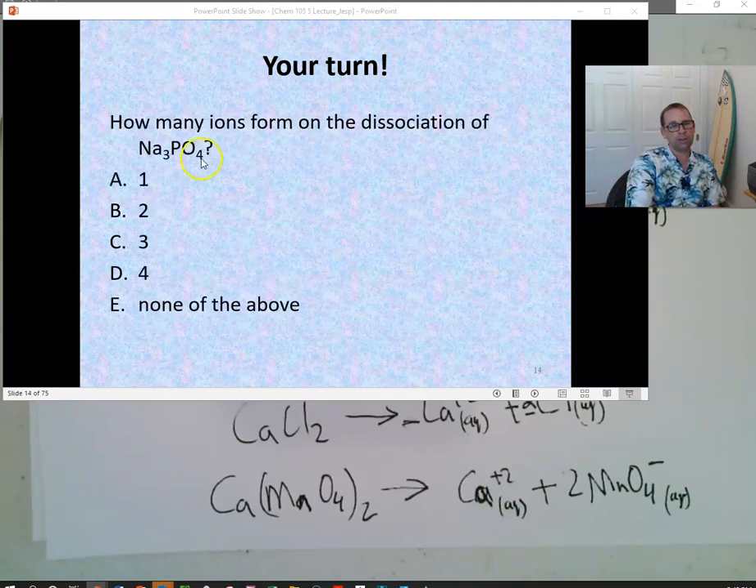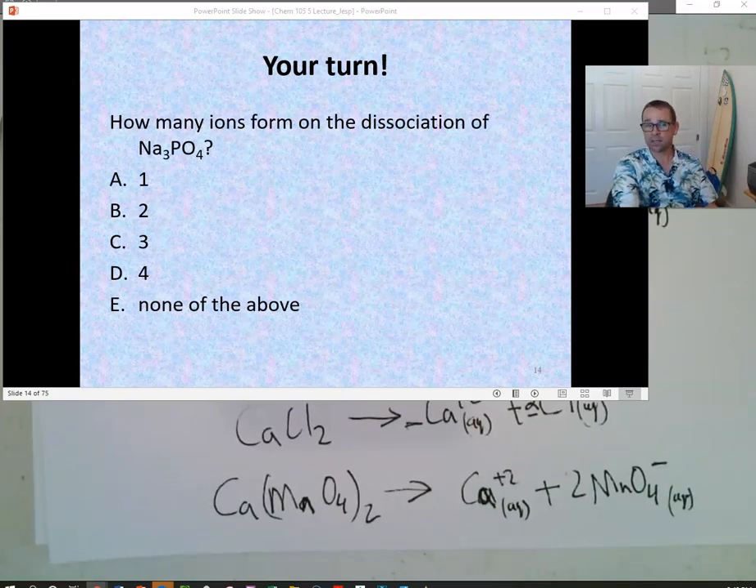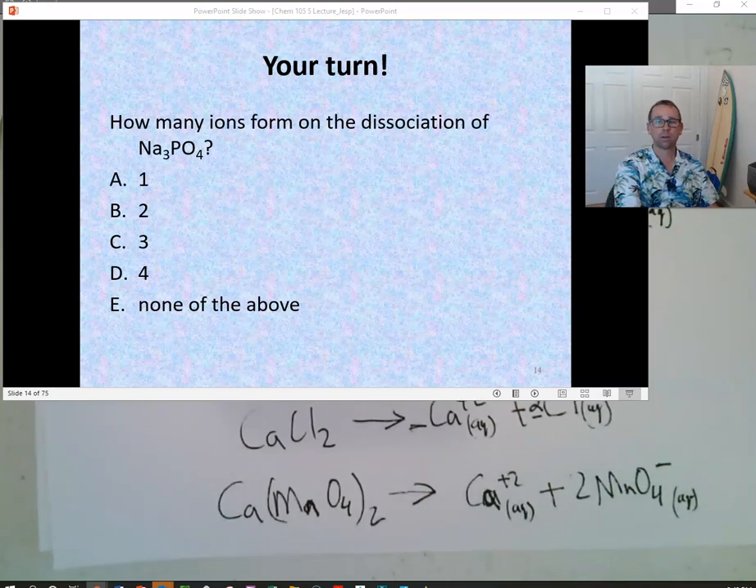How many ions form upon the dissociation of sodium phosphate? How many ions do I actually get when sodium phosphate dissociates? And remember, notice that it's not asking how many kinds of ions, because there's two kinds. There's sodium ions and phosphate ions. But how many ions altogether, right?